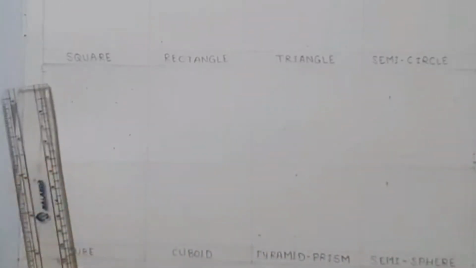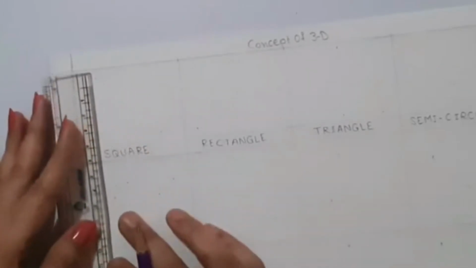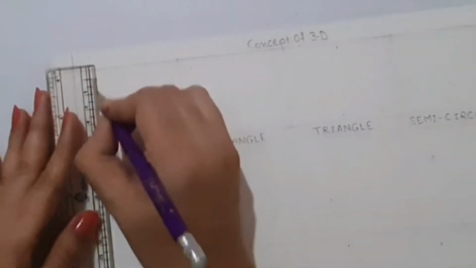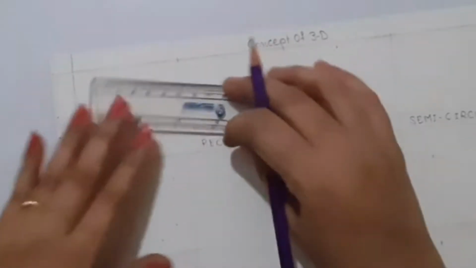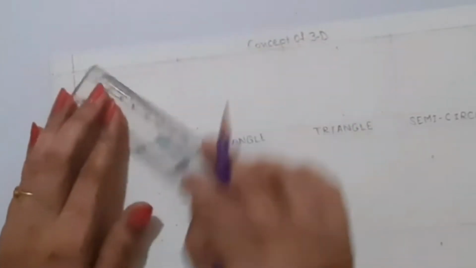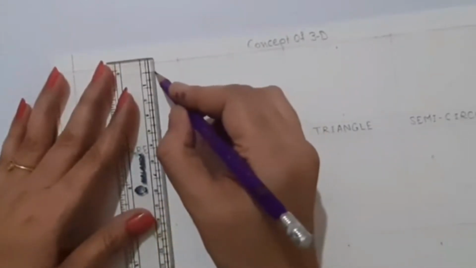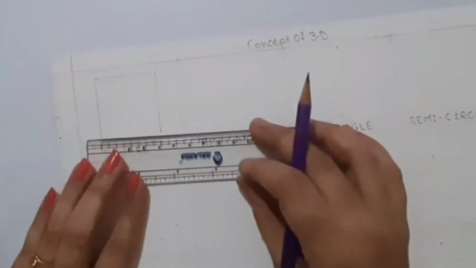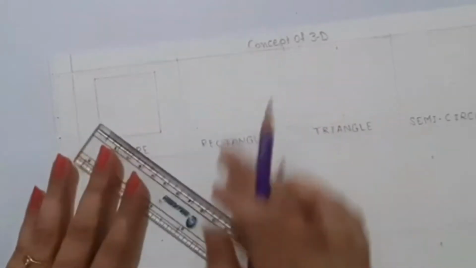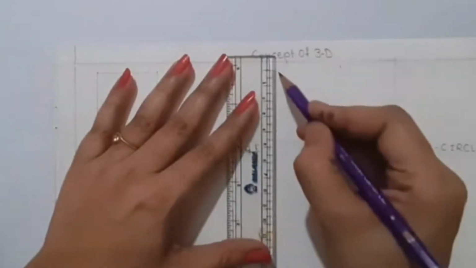So first we will draw these in 2D. You have to use a scale everywhere because these are geometrical shapes. So a 4 by 4 square I am drawing. Here I am going to draw a rectangle.